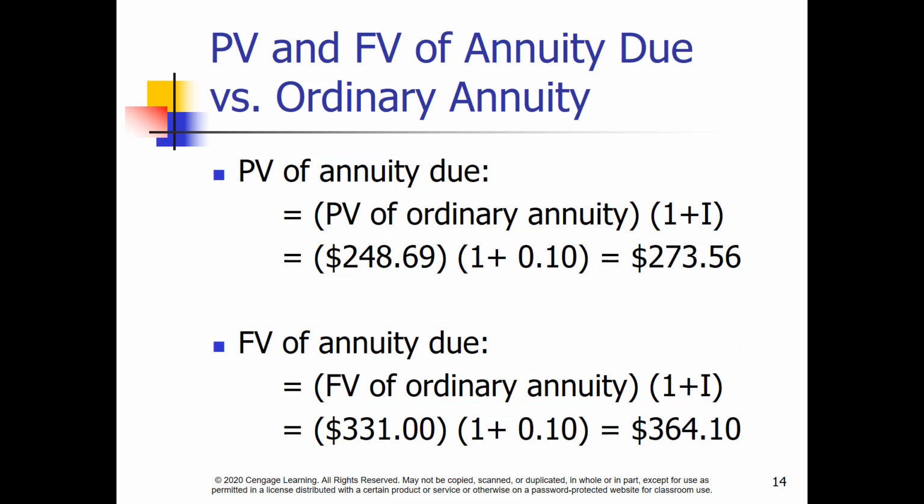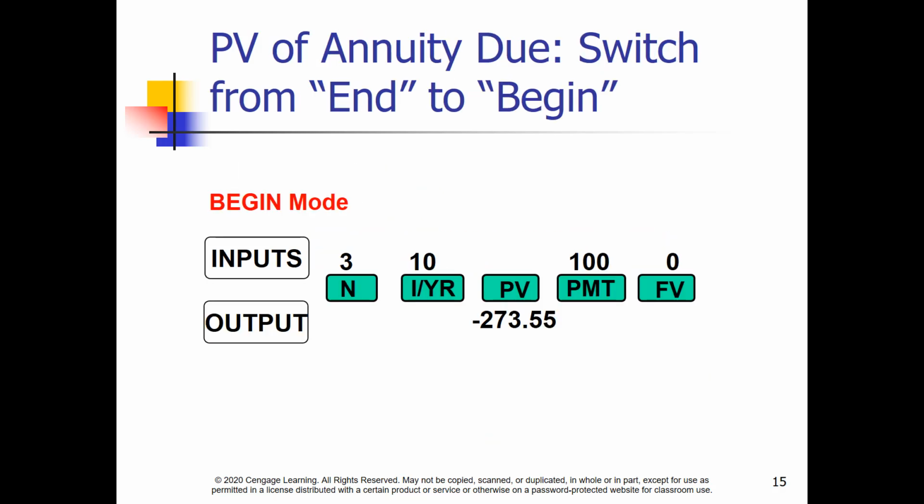As we'll see on the following slides, you can achieve the same result by changing the default from end to begin, computing using the TVM keys, but then you have to remember to go back to end. Using the technique on this slide is far safer. This demonstrates using begin mode. The values in the TVM keys are entered in the same way as for an ordinary annuity, and for the future value of an annuity due.